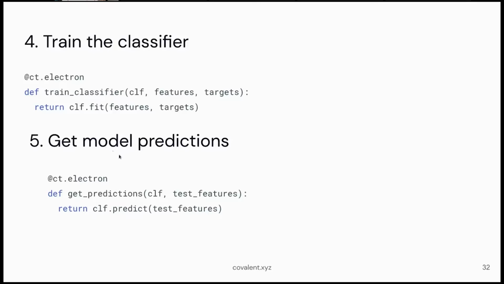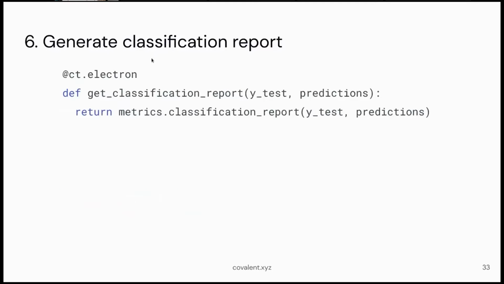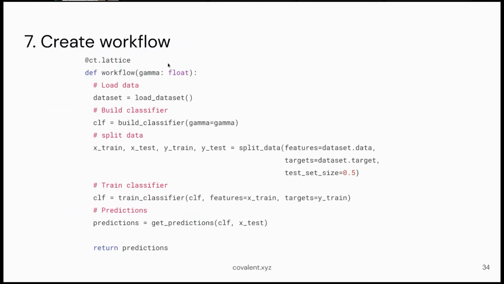The last step is that we're going to get the model predictions here. And then the final step is to generate the classification report, which is going to tell us how the model worked. So let's summarize what this workflow is. The workflow takes a single input parameter, which is for the SVM classifier. We're going to load the data set, build the classifier, split the data, train the classifier, and do some predictions.